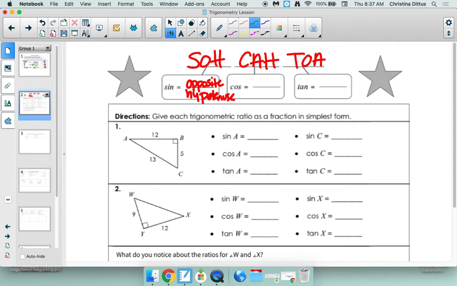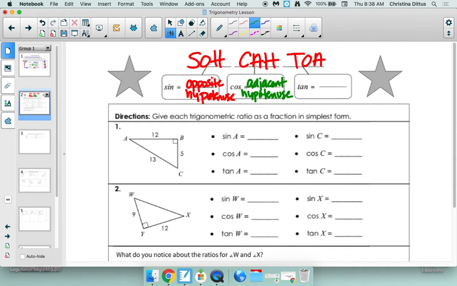So to find sine, you take your opposite over hypotenuse, your SOH. The CAH is your cosine, which stands for your adjacent over your hypotenuse. Again, C-A-H, cosine, stands for your adjacent over your hypotenuse.